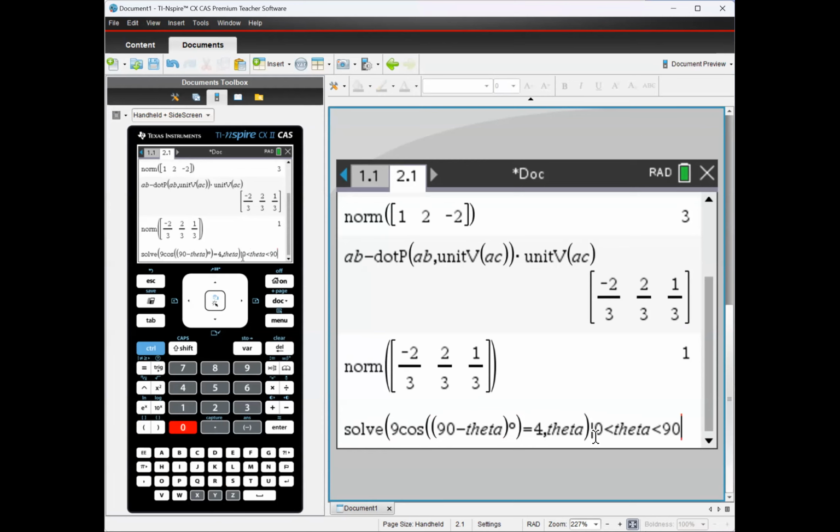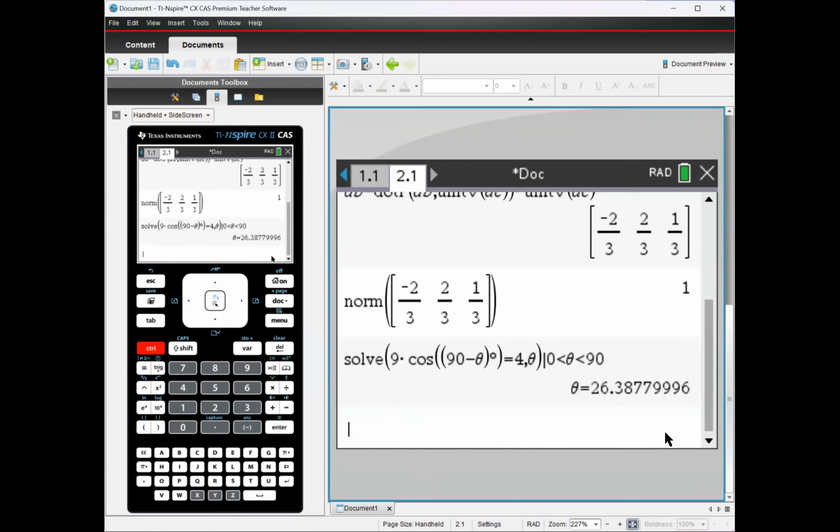Because I put a degree sign here, I just need to use 0 to 90 rather than 0 to half pi because it's looking for an acute angle. So the answer is going to be 26.38 something. Nearest degree, that would be 26 degrees, okay?